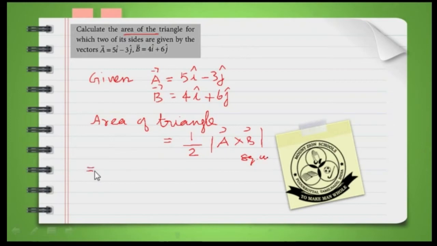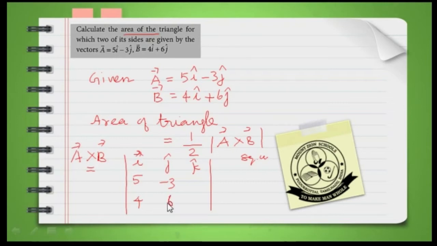So shall we find out the cross product first? That is A vector cross B vector. You know children how to find out the cross product? Yes, this is i cap, j cap and k cap. So write as it is the value given. 4, 6, 0 and 0. Now this is going to be vector product. It is i cap 0 minus j cap again 0 plus k cap.